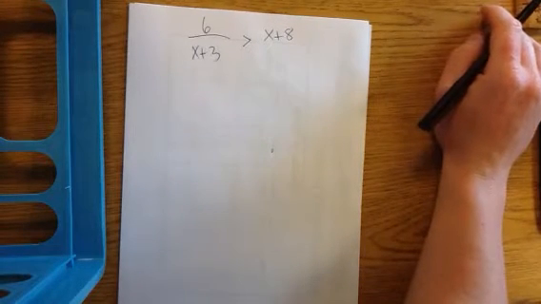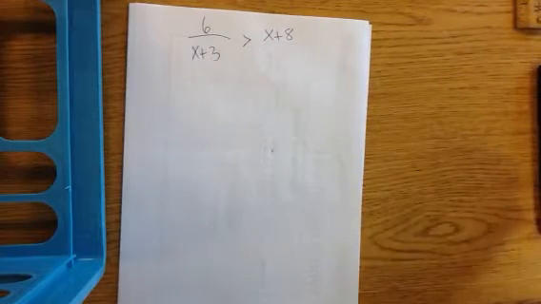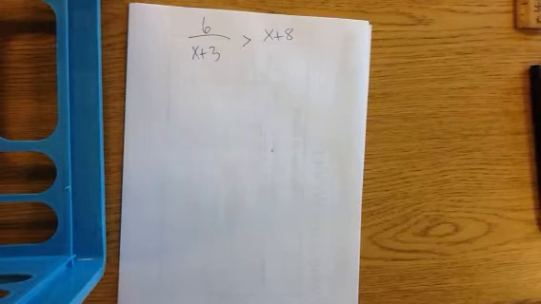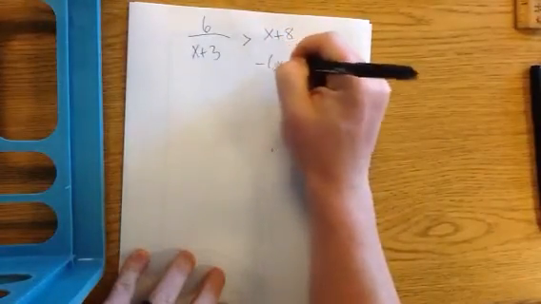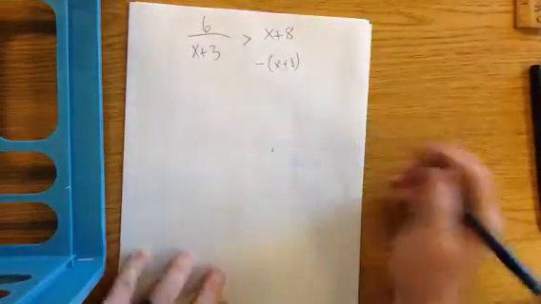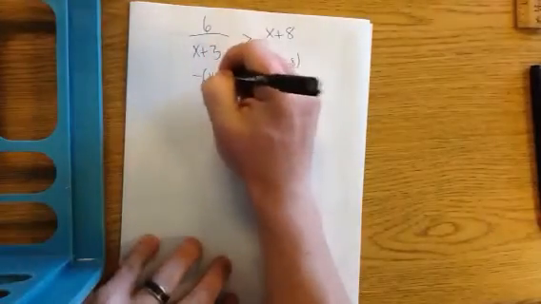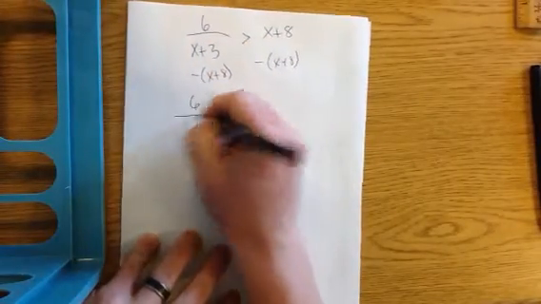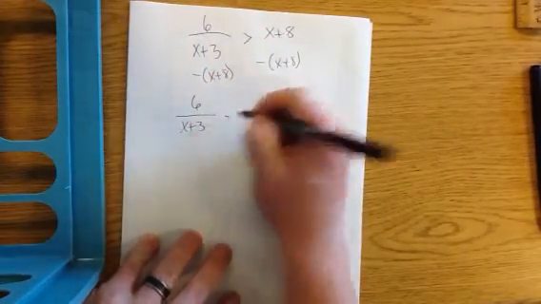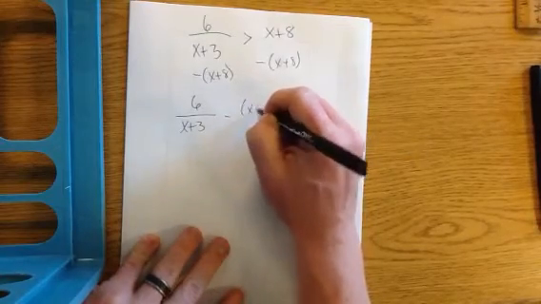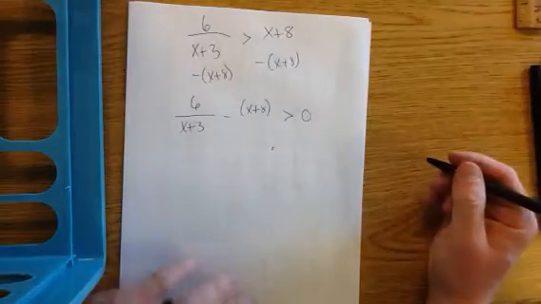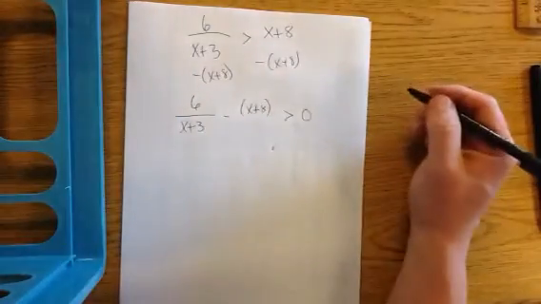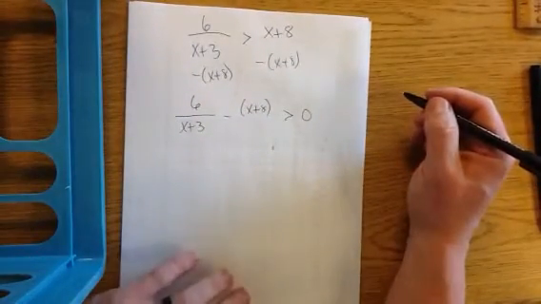First thing we need to do with this is set it equal to 0. When we set it equal to 0, we're going to move this guy by subtraction, so subtract that from both sides. When we do that, we end up with 6 over x plus 3 minus x plus 8 is greater than 0. Now, in order for us to put these together, I have to have like common denominators.